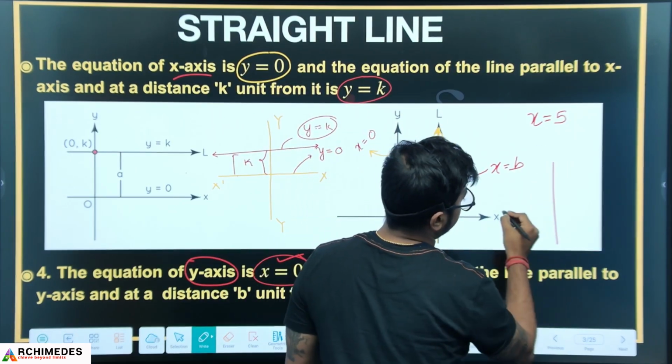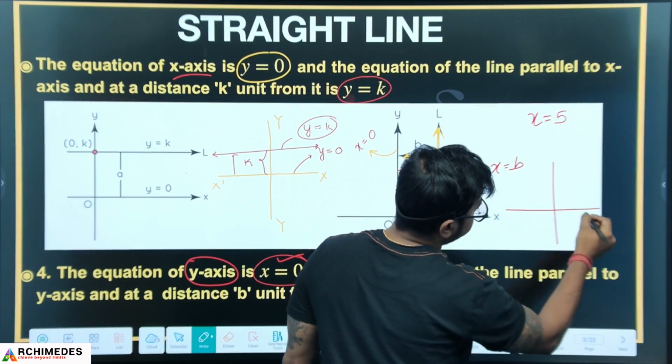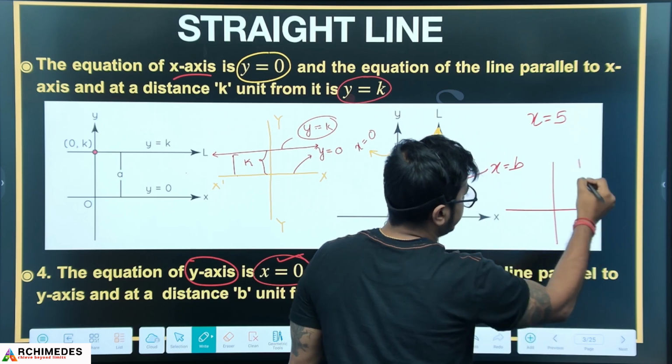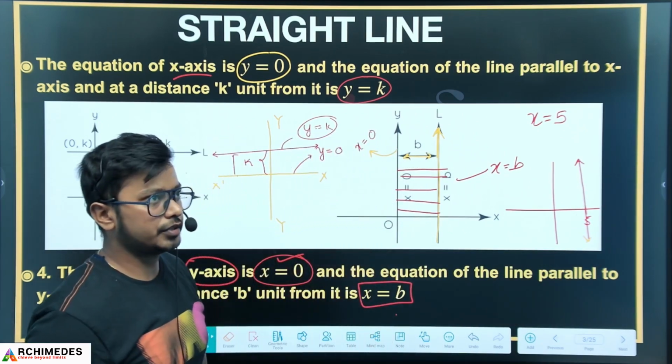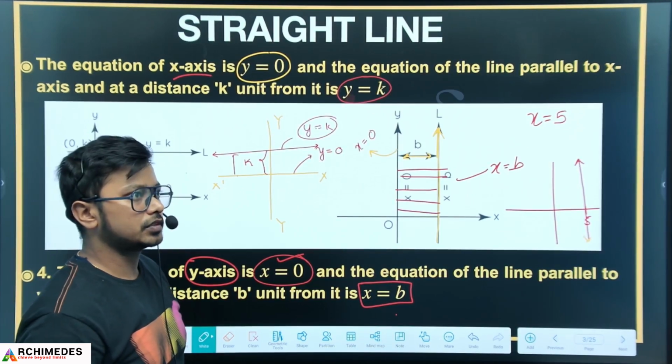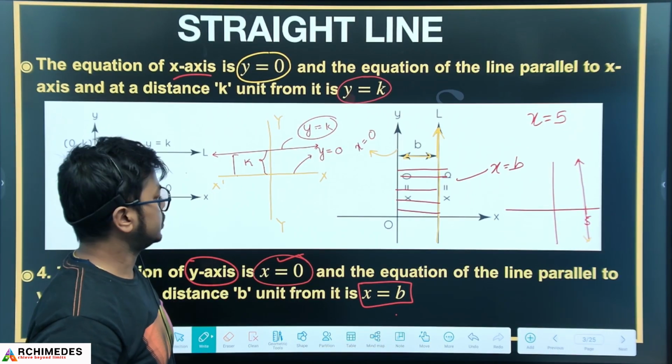So you have to make it this way. Suppose this is parallel to the y-axis. Suppose this is 5. So you have to make this line. Any doubt? Any doubt up here? Clear? So next, am I clear?